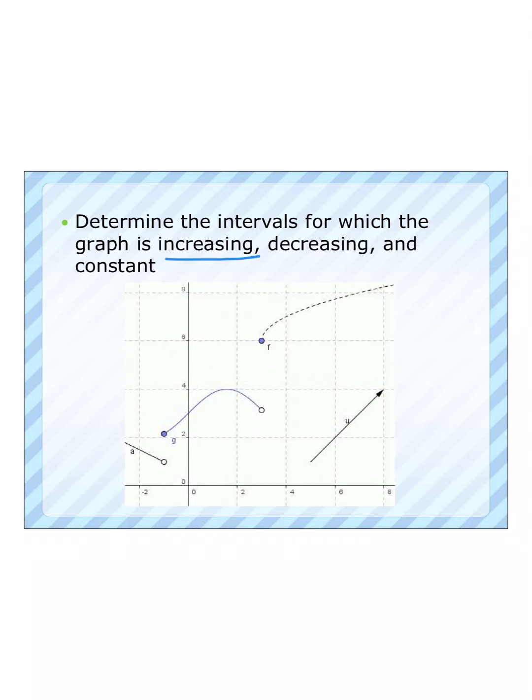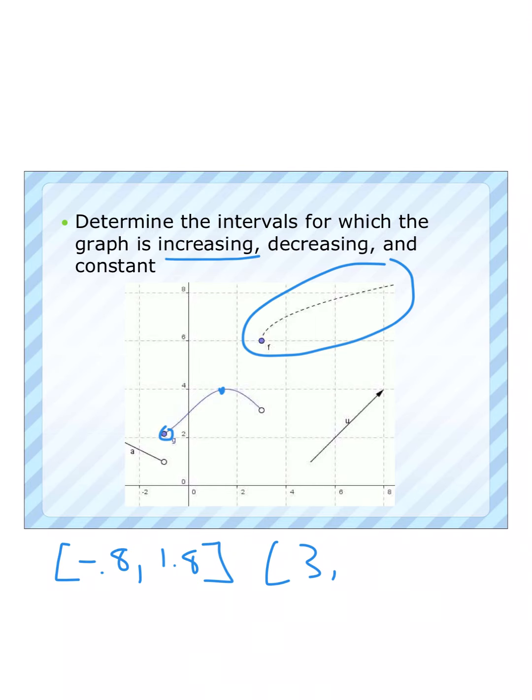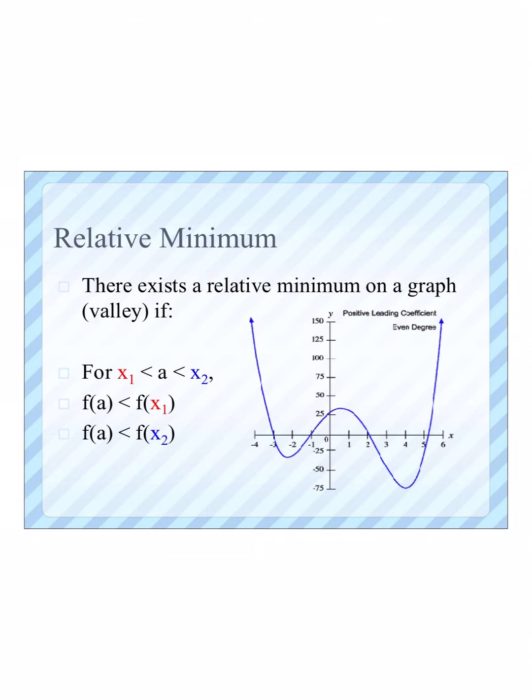Okay, so we're increasing in two specific areas, starting here at about negative 0.8, and we're going to keep going until we stop about at 1.8. That is our first increasing portion. And then our other section at the very top is always increasing. So we're increasing for the rest of the graph starting there, which is pretty much at 3, all the way to infinity. So those are our two increasing intervals.